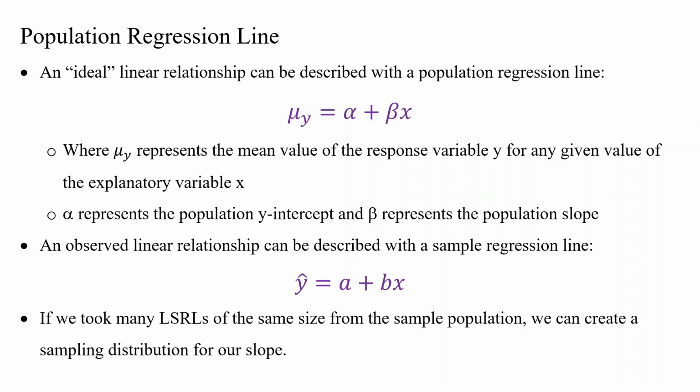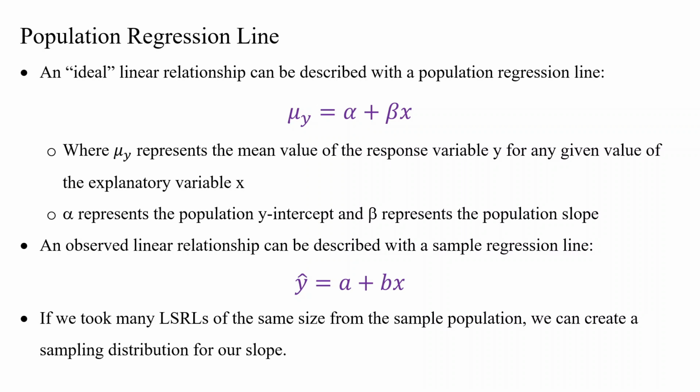If we took many least squares regression lines of the same size from the same population, so let's say we did it for another class and another class and another class, we come up with different sample regression lines based on our data. And if we put all of those sample regression lines together, we can create a sampling distribution. And specifically, we're going to look at slope.